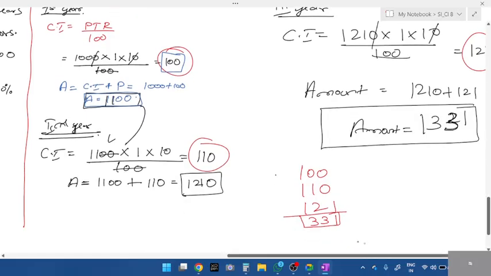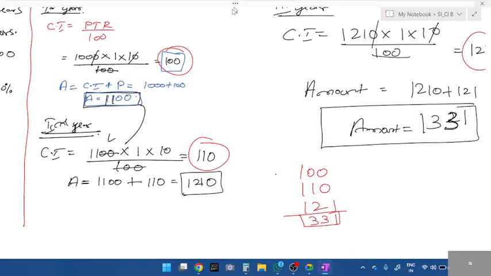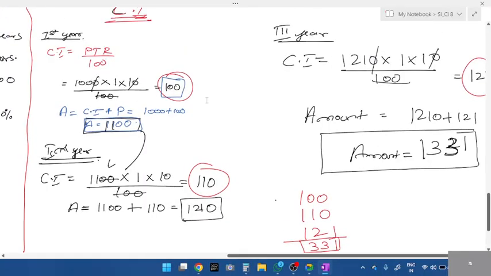Shall we start solving the question? Any doubts in this? First year, what was the rate, students? For first year, what was the rate? 10%. Second year, even second year 10, third year also 10, right?